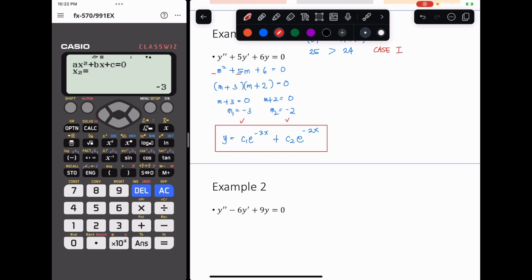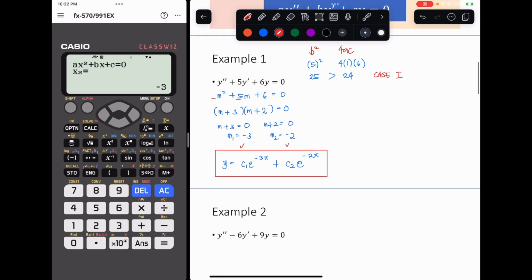It is okay as well if that will interchange. So let's say y would be equal to c1 e raised to negative 2x plus c2 e raised to negative 3x. So it's fine. It's just the designation of the arbitrary constant. So that's our first example.